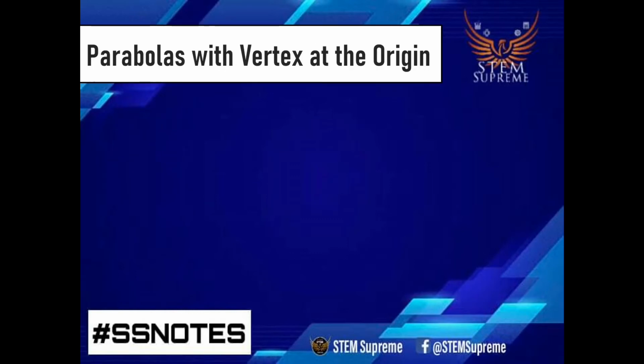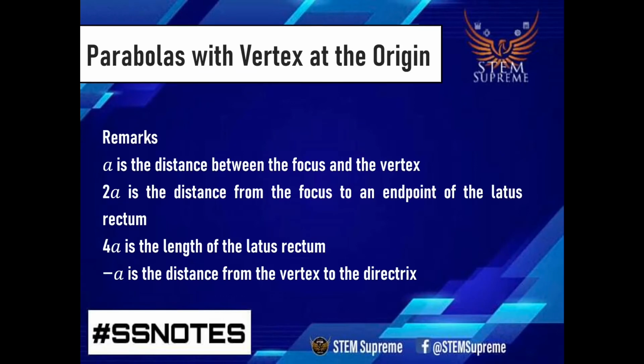Para sa lahat ng uri ng parabola, ito ang ating mga dapat tandaan kapag nag-i-sketch ng graph. Una, a ay ang distance mula focus patungo sa vertex. Ikalawa, 2a naman ang distansya ng focus papunta sa isang endpoint ng latus rectum. Ikatlo, 4a ang kabuuang haba ng latus rectum which is also known as the focal chord. Ikaapat, ang negative ni a ay ang distance mula sa vertex to the directrix.